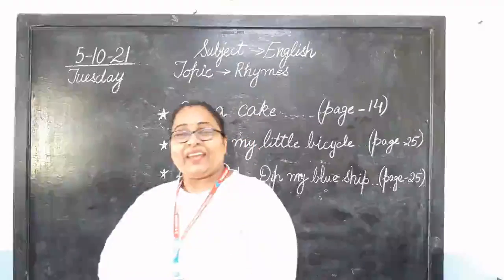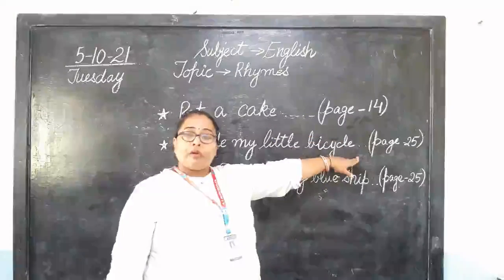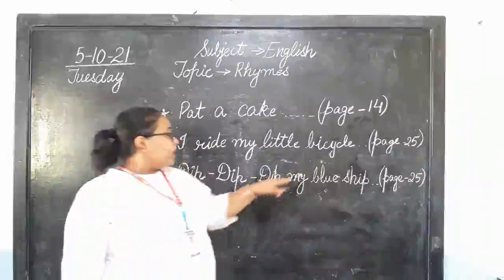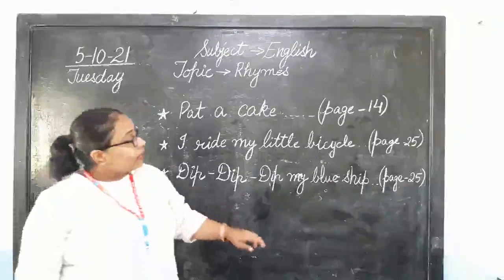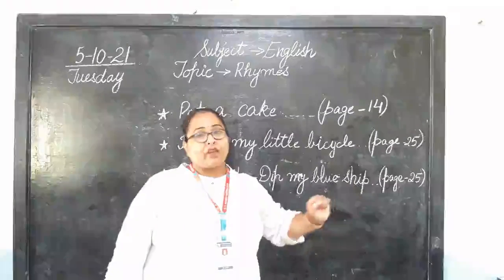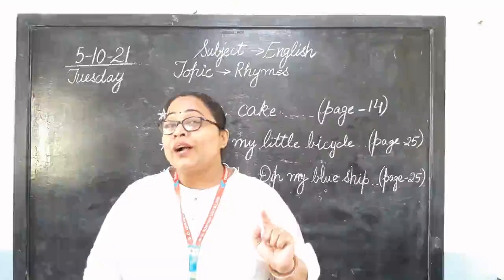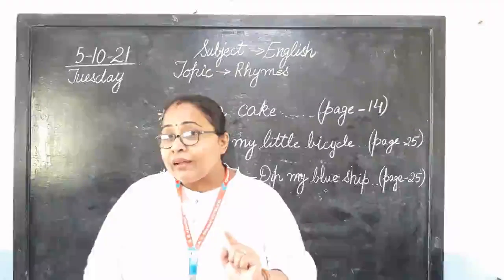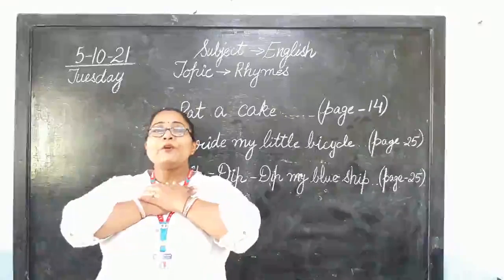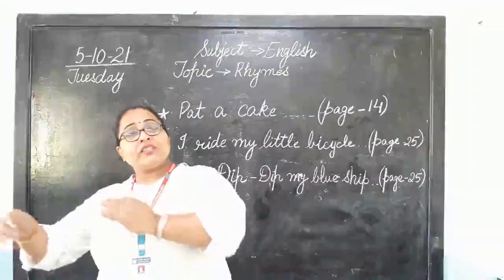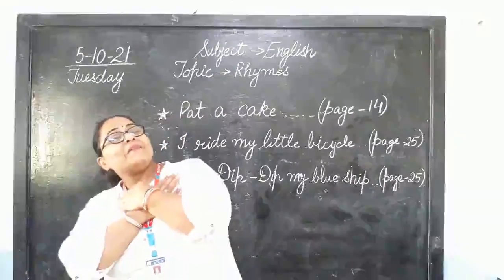Clear? Okay, now the next and last rhyme, this rhyme is on page number 25 of your book, you'll find it there. The last rhyme is, dip, dip, dip, my blue ship. Again, this rhyme is also on page number 25 of your book. Now, what is the color of our ship? Blue color. You know we have done blue color? Yes. So, dip, dip, dip. My blue ship sailing in the water like a cup and saucer.